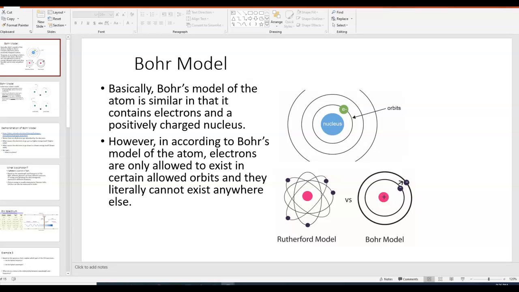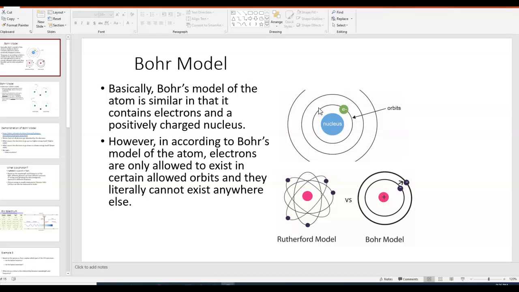But the difference between the Bohr model and the Rutherford model is that in the Rutherford model, remember you had that issue with stability where the electrons would spiral into the nucleus and blow up the atom. That would be bad. In the Bohr model of the atom, basically what Bohr said is, okay, we still have the electrons, we still have the nucleus, but the electrons are only allowed to exist in certain orbits. And they cannot exist anywhere in between.